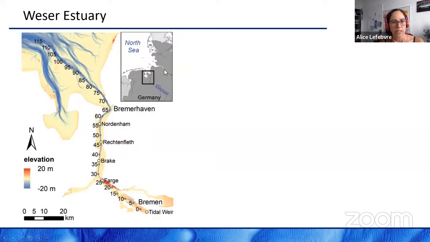So this is the North Sea. Here we have Germany. Over here we have the Netherlands. And here we have Denmark. And this is the Weser Estuary. And this is called the Jade Bay, which is a large tidal bay.